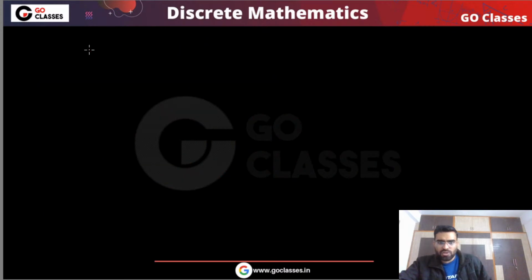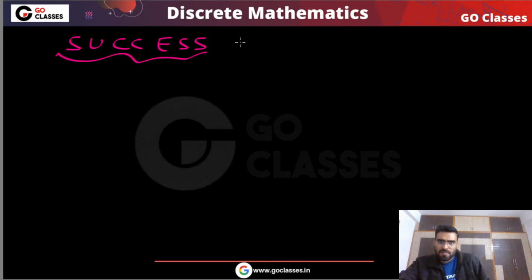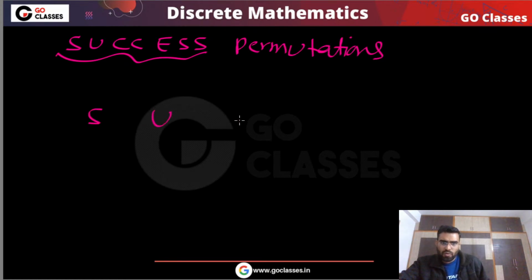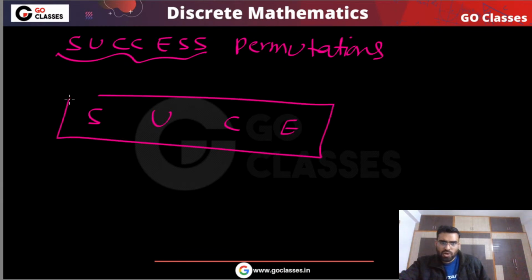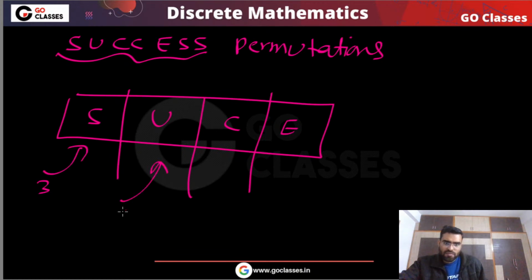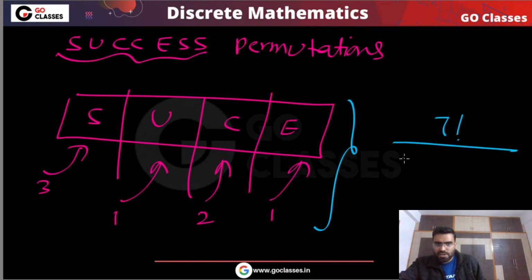Finally, here you can notice that what I want is SUCCESS permutations. How many permutations? Now this problem is just simple. You have 4 boxes, and in these 4 boxes we want to give 3 positions here, 1 position here, 2 positions here, and 1 position here. For this the answer will be 7 factorial divided by 3 factorial, 1 factorial, 2 factorial, 1 factorial. This is your DODB answer.